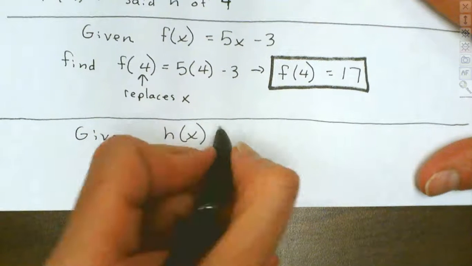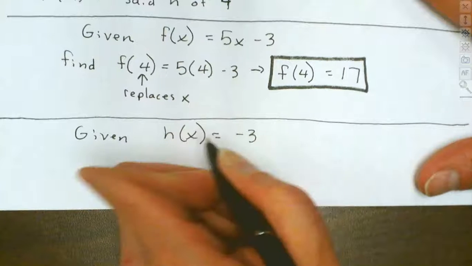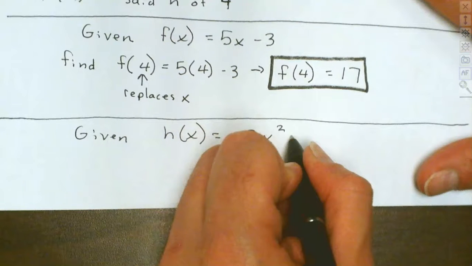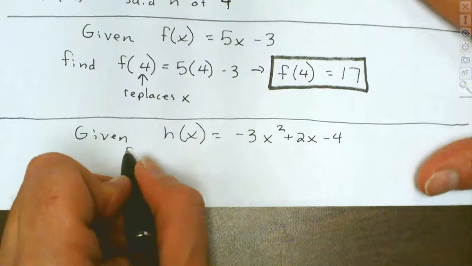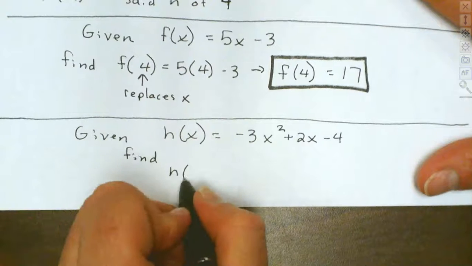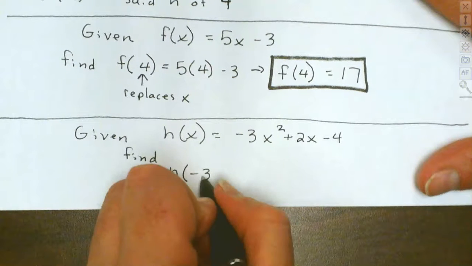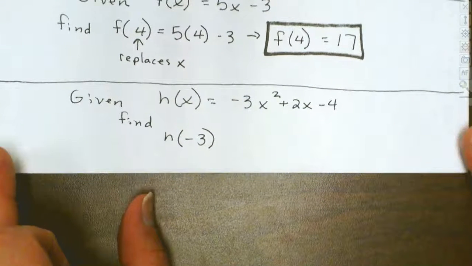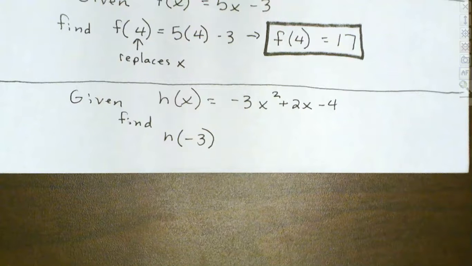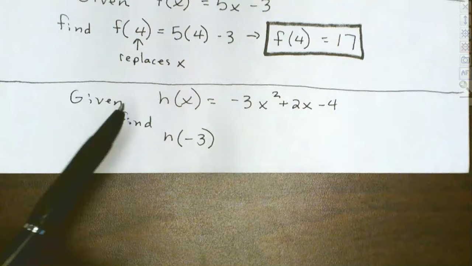h of x equals minus 3x squared plus 2x minus 4. And I want you to find h of negative 3. So don't try to make these more difficult than what they need to be. What are we doing here? All we are doing is we're taking that x and we're going to replace that x everywhere now with what value? Negative 3, right?